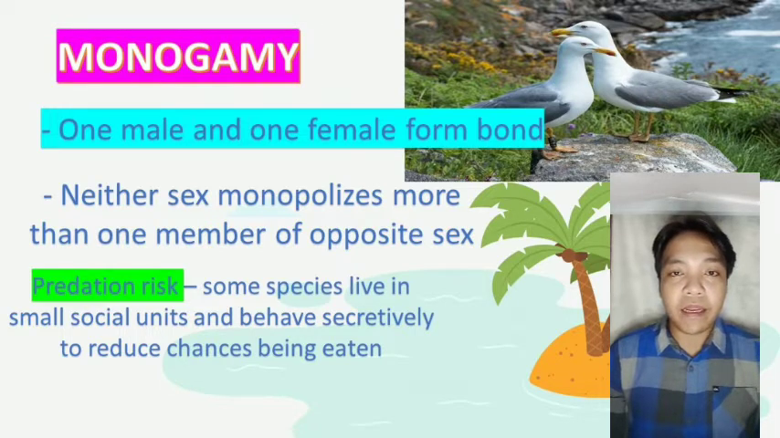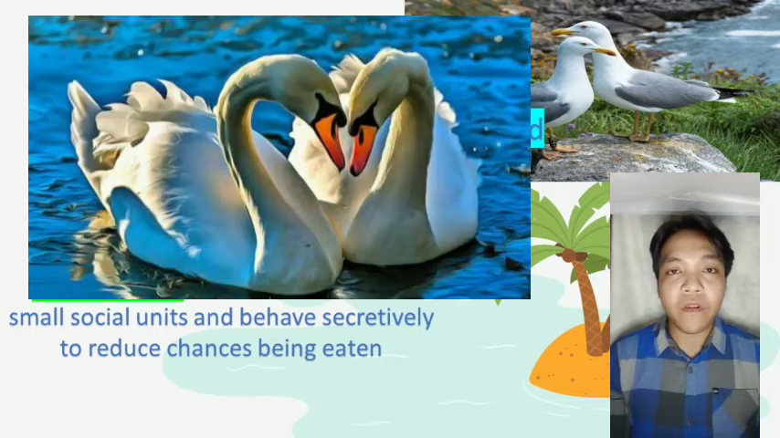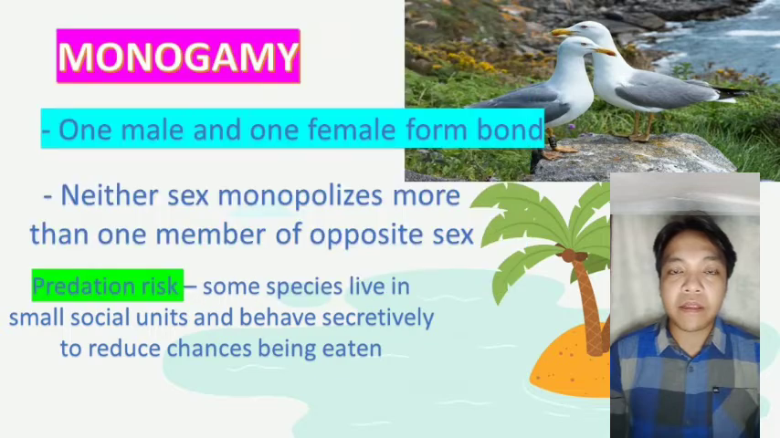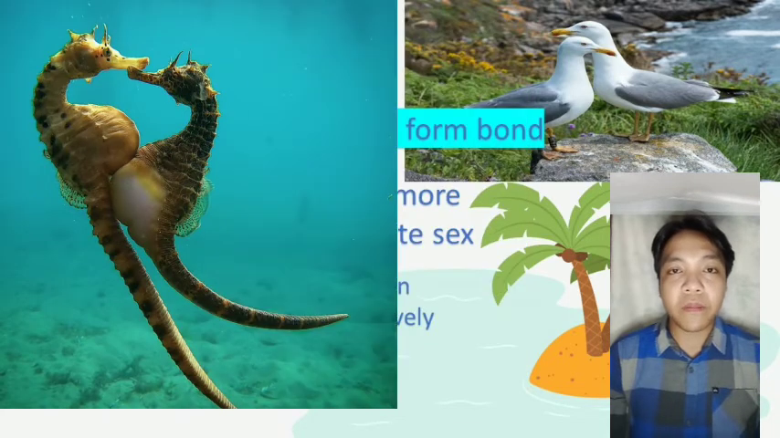Monogamy can be defined as having one mate during a given breeding season. Parental care is done by both sexes with presumed positive effect on the young. Monogamous species such as swans mate for life. Other examples are seahorses and penguins.